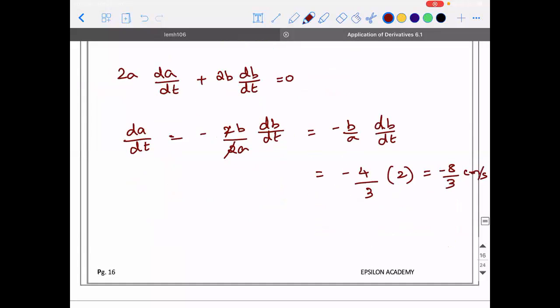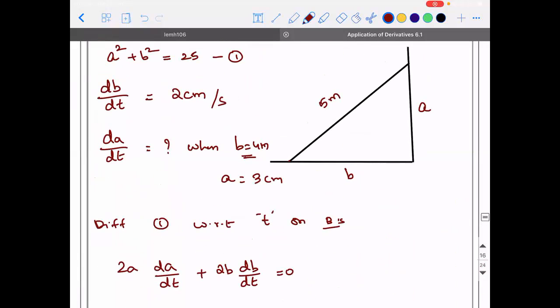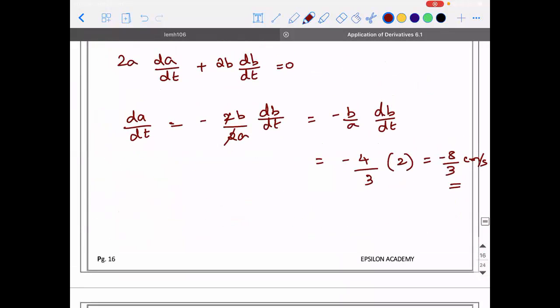What does that minus sign indicate? Means the length is decreasing with respect to time. That's obvious, right? When the distance along the bottom is going to increase, from the top it is going to decrease. I hope it makes sense. So the answer is minus 8 by 3 centimeters per second. So here the minus sign is very important.